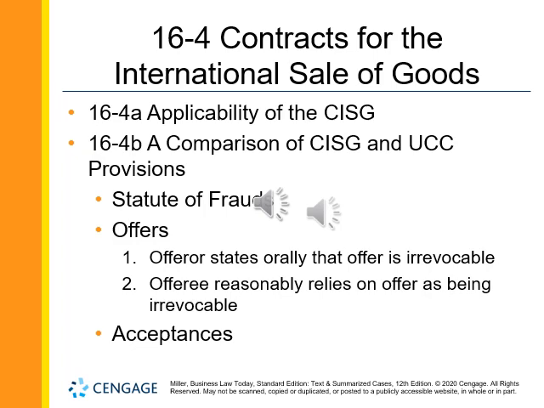A comparison of the CISG and the UCC. Statute of Frauds. The CISG contains no requirement that a contract for the sale of goods be in writing. Offers. The CISG permits an offeror to simply state orally that the offer is irrevocable. Moreover, the CISG deems an offer to be irrevocable if the offeree reasonably relies on it being so.